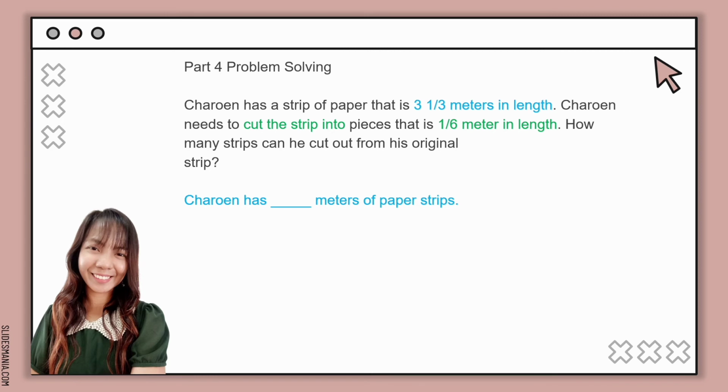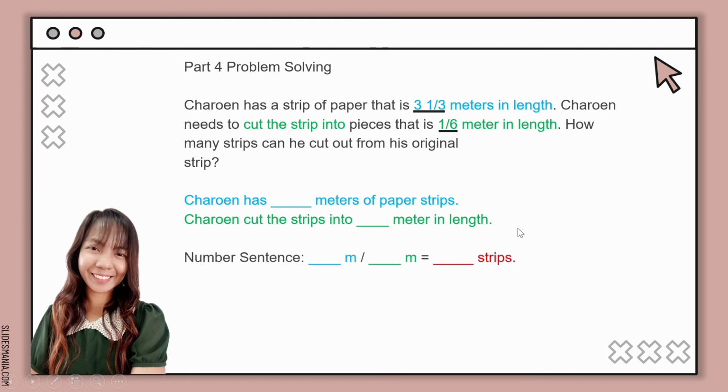So for the given, I'm giving you the clue by putting a color into the phrase and the sentence. So the color blue, you have to put this number, 3 and 1 over 3, in this blank. Alright? So next, Sharon needs to cut the strip into blank. Okay, this one. So write the fraction here, 1 over 6.